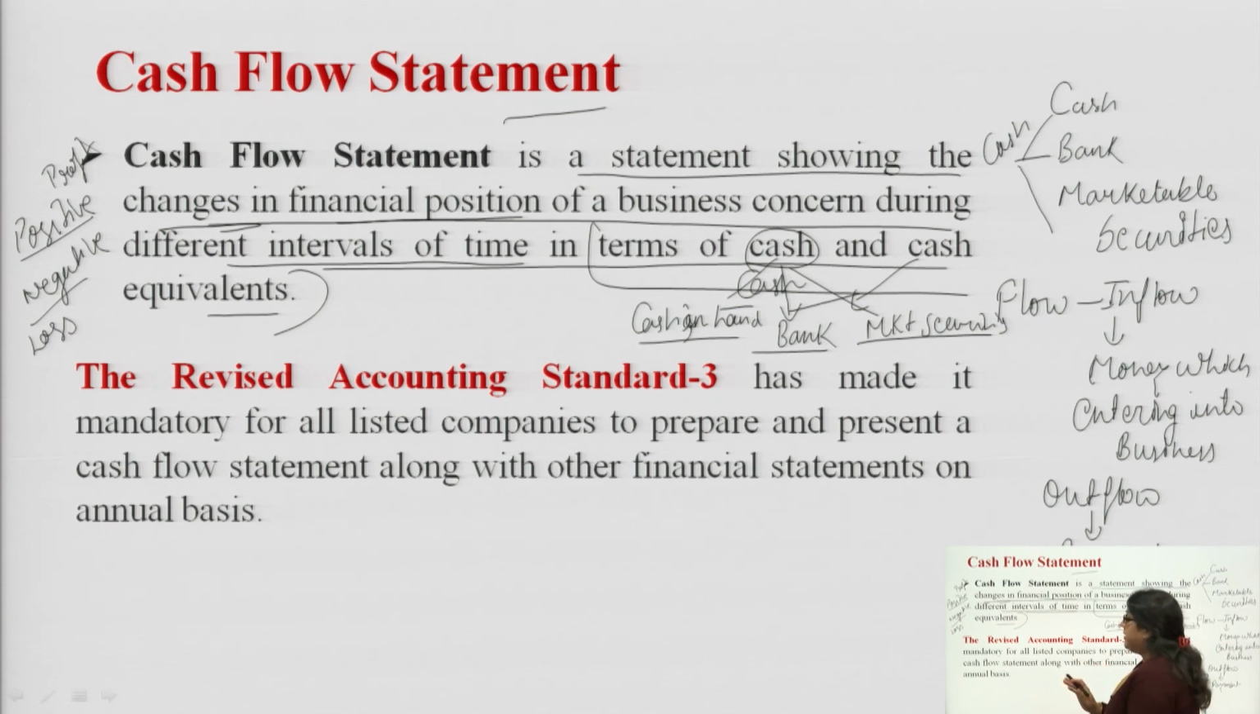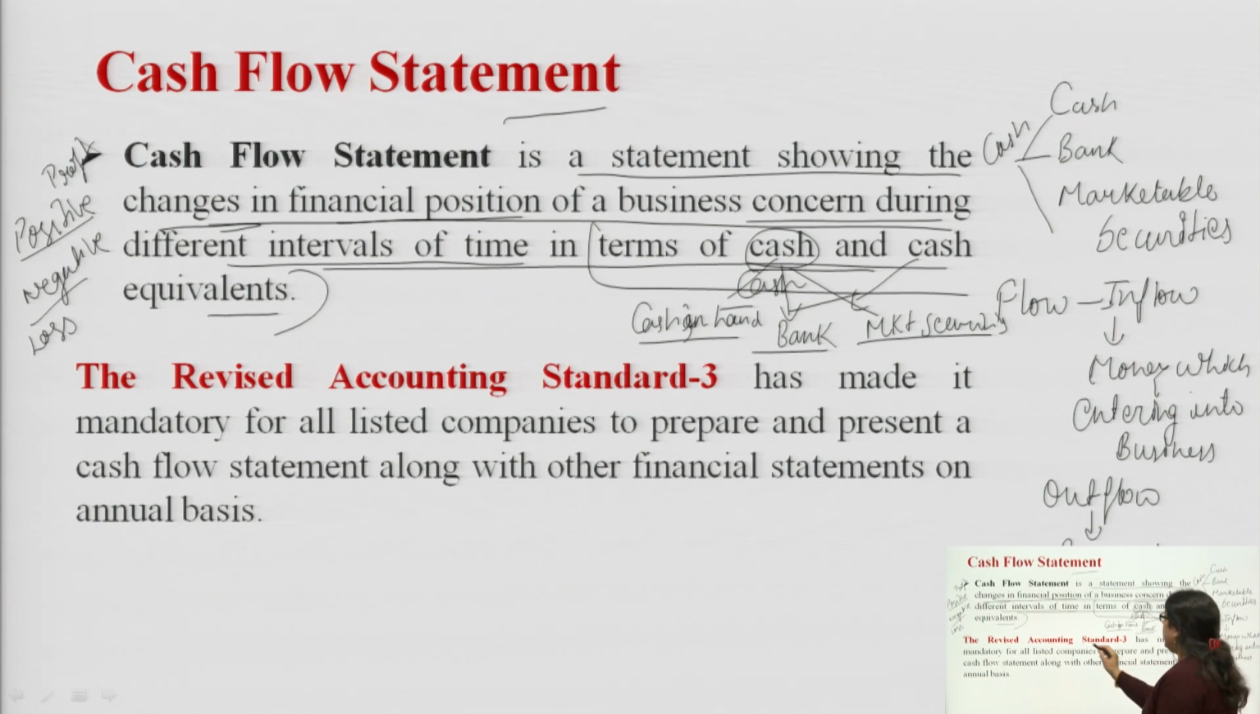So, the definition has been given like this: it is the statement which is showing the change in the financial position of the company, and it is concerned with the different time intervals we are considering, and we are taking the cash, it should be in terms of only cash and cash equivalent. Apart from cash and cash equivalent, we are not taking anything else.